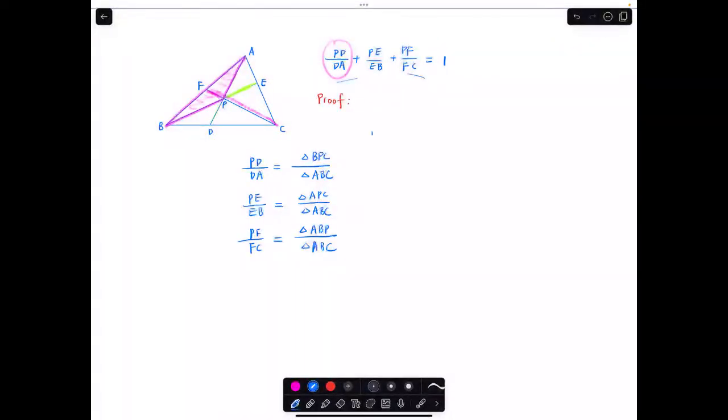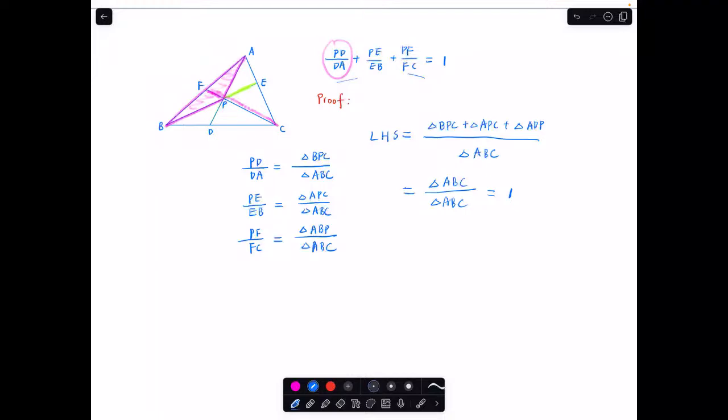So this left-hand side, you're going to add it up by using this equation here, right? So notice that the denominator is the same, it is also the ABC. And this is going to be the area of the three triangles, BPC, triangle APC, and triangle ABP. Of course, the top adds up to what? The whole triangle ABC, equal to 1. Okay, that's the proof. All right?